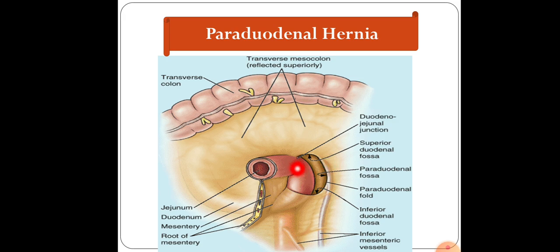At the duodenojejunal flexure, to the left of it, there is a recess known as the paraduodenal recess. When part of the intestine is located here, it forms a paraduodenal hernia. During repair of the hernia, take care of the branches of the inferior mesenteric vessels.